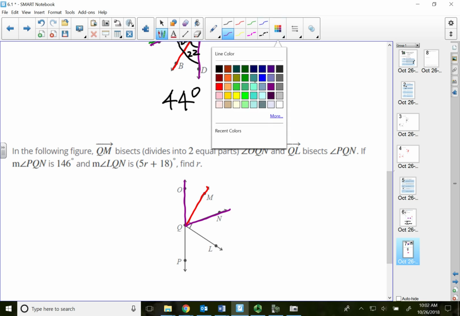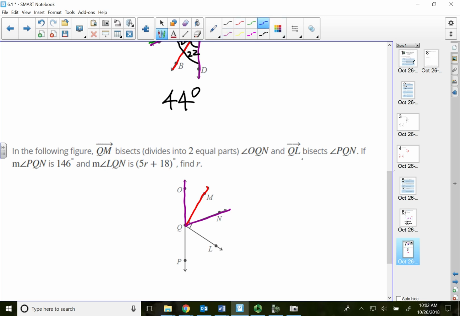All right, let's do blue. QL bisects PQN, P to Q to N. All right, so the blue bisects the green, red bisects the purple.